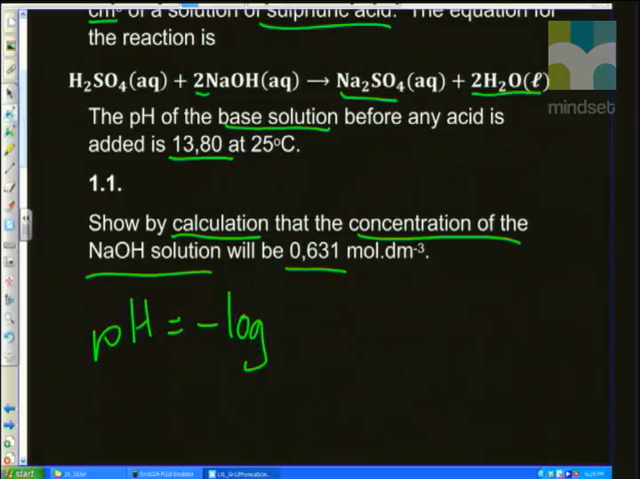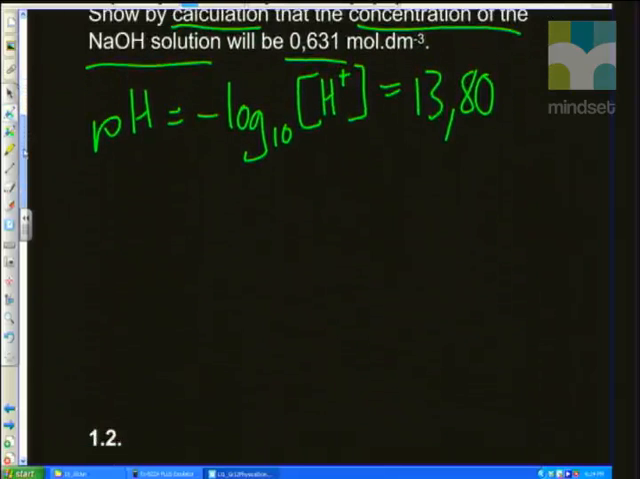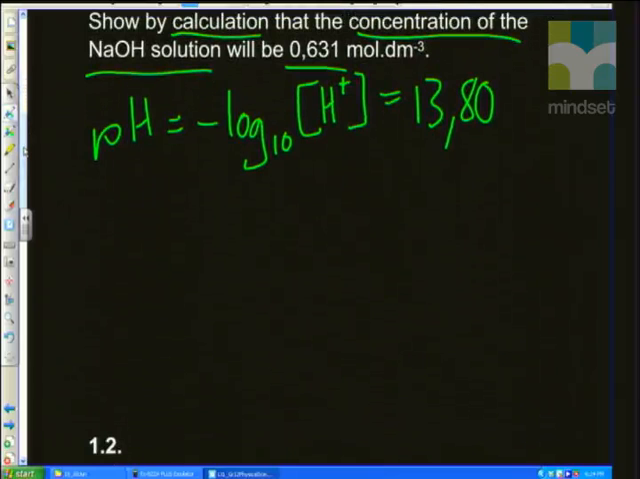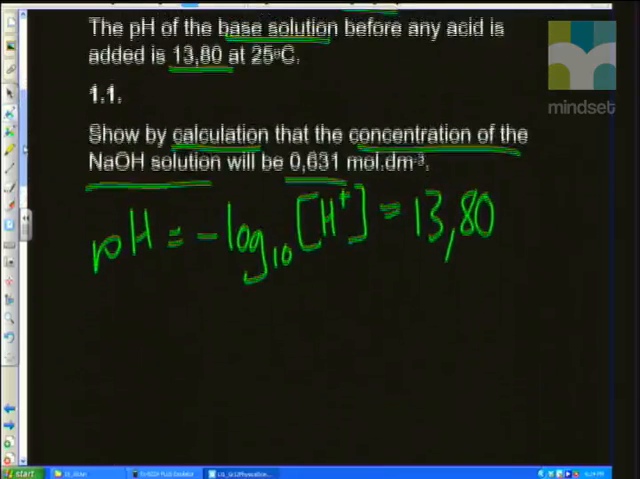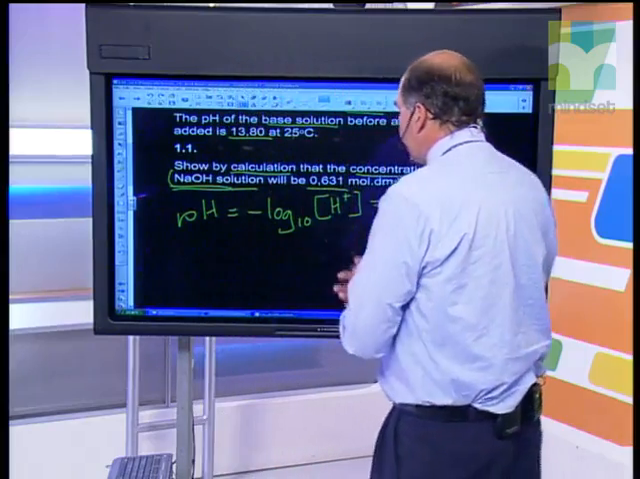which I'm going to write as negative log to the base 10 of the hydrogen ion concentration. Hydrogen ion, I can write as H+, that's fine, is equal to 13,80. Now, how am I going to find out what the hydrogen ion concentration is? Because remember, I don't just want the hydrogen ion concentration. I must find the hydroxide ion concentration. Yay! Be careful here. We need to be very careful and make sure that we understand exactly what's going on. And we'll take it one step at a time.